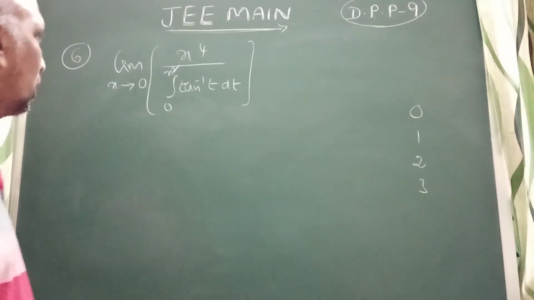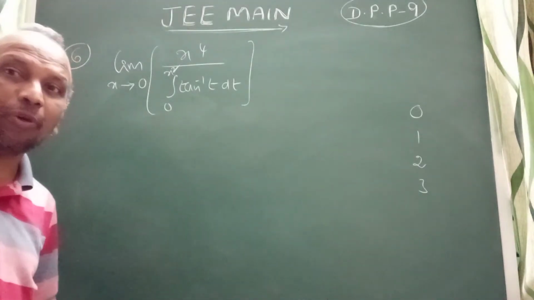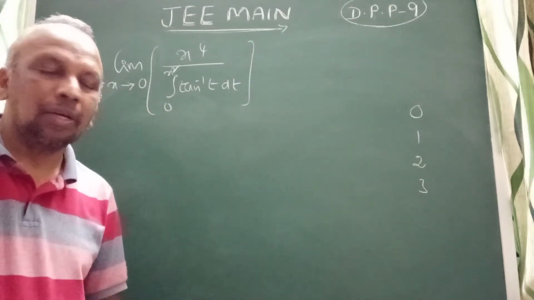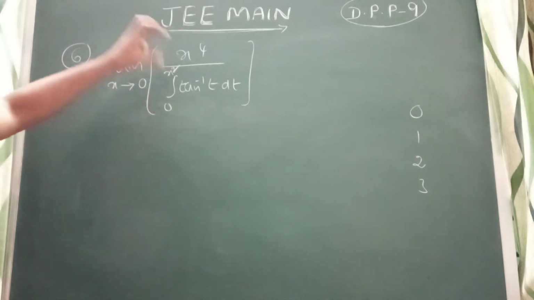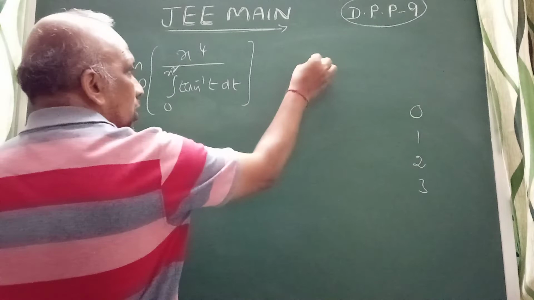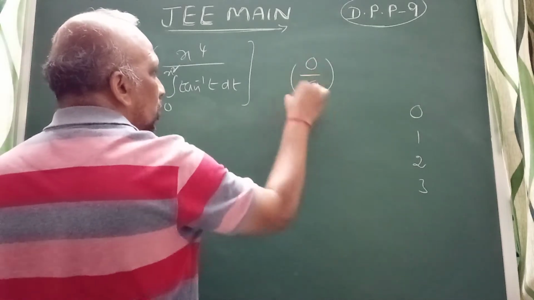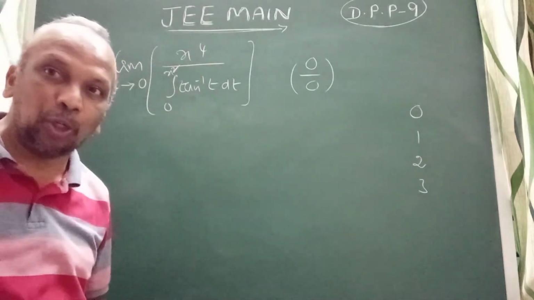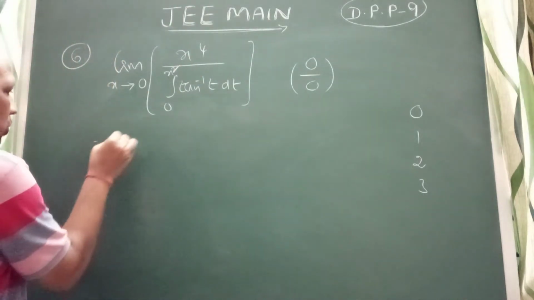In this problem, they are asking the limit as x tends to 0 of x^4 by the integral from 0 to x square of tan inverse t dt. When applying 0 here, we get 0 by 0 form. If we get 0 by 0 form, we use the L'Hospital rule: derivative of numerator by derivative of denominator, with limit x tends to 0.